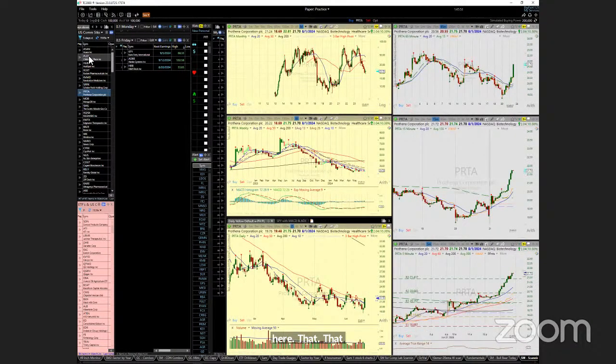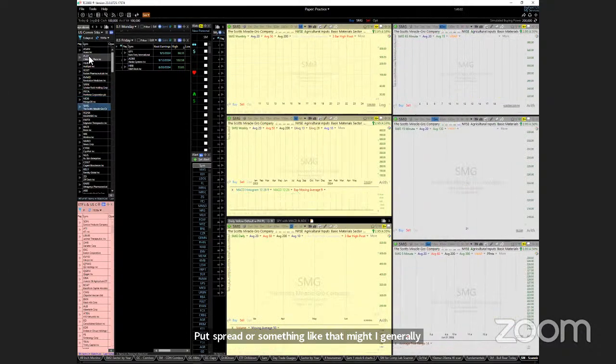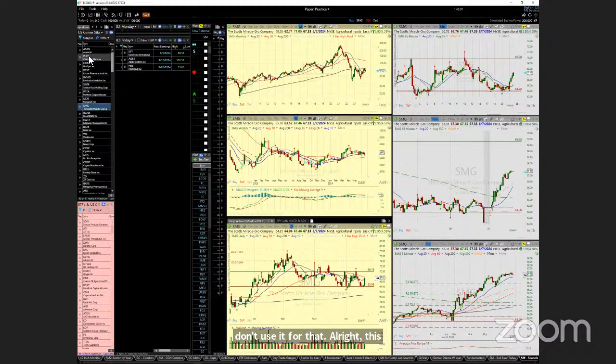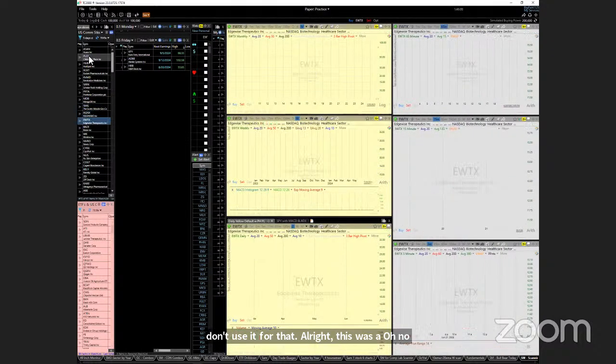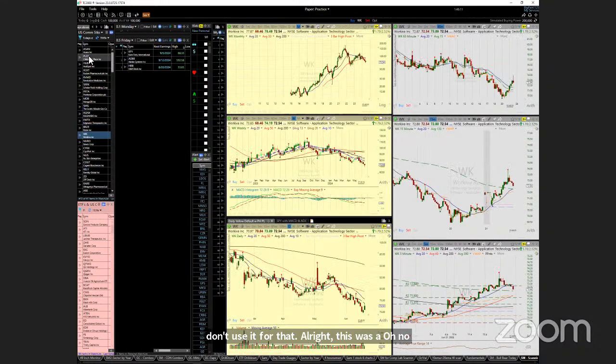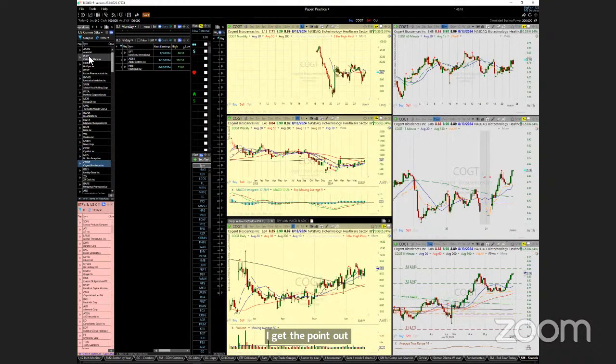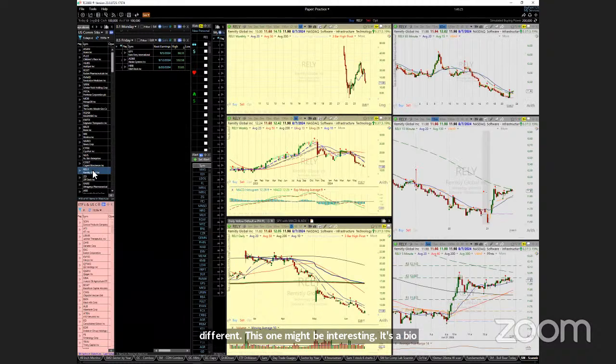That one maybe. And Dano, this might be a good one for also a put spread or something like that. I generally don't use it for that. This was a, oh no, that wasn't. I get the point, Alex, that sometimes you find something different. This one might be interesting. It's a bio though, so we'll keep going.